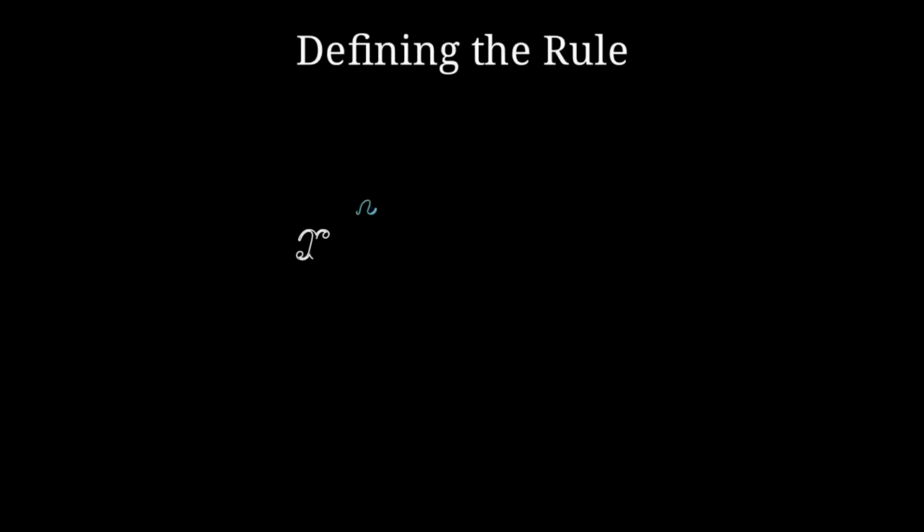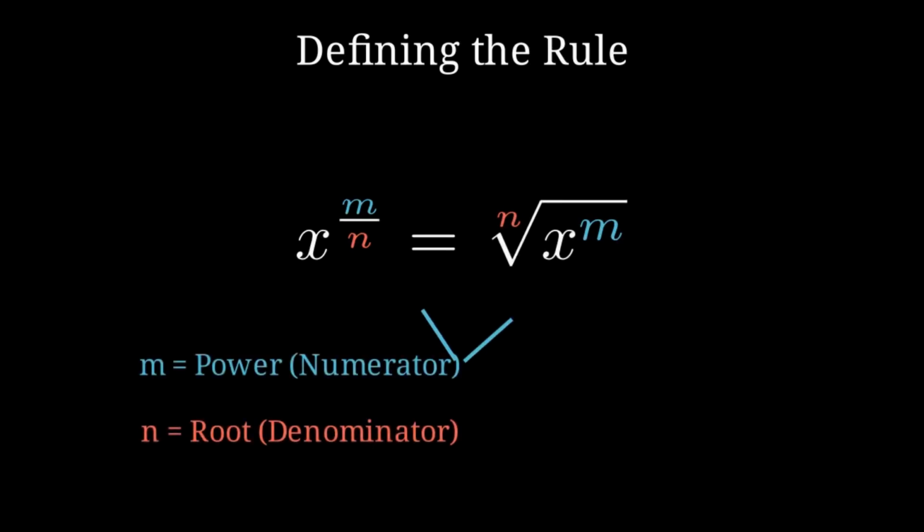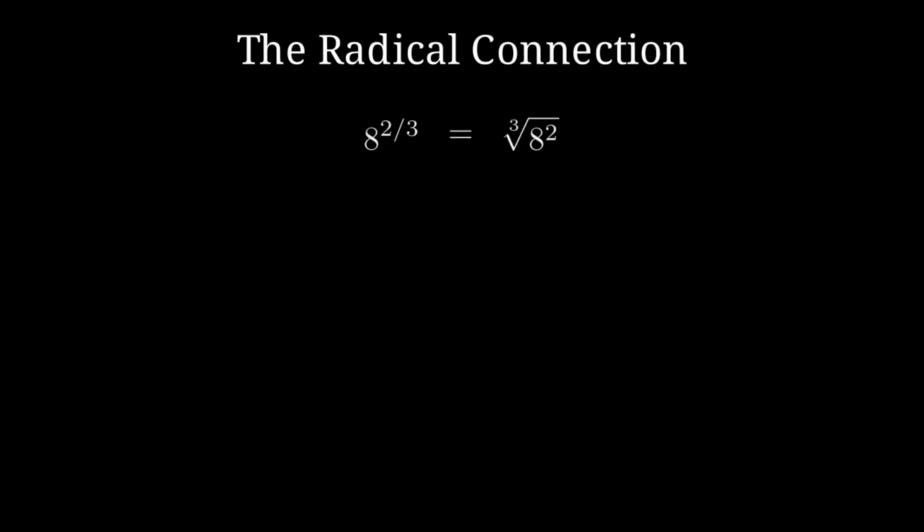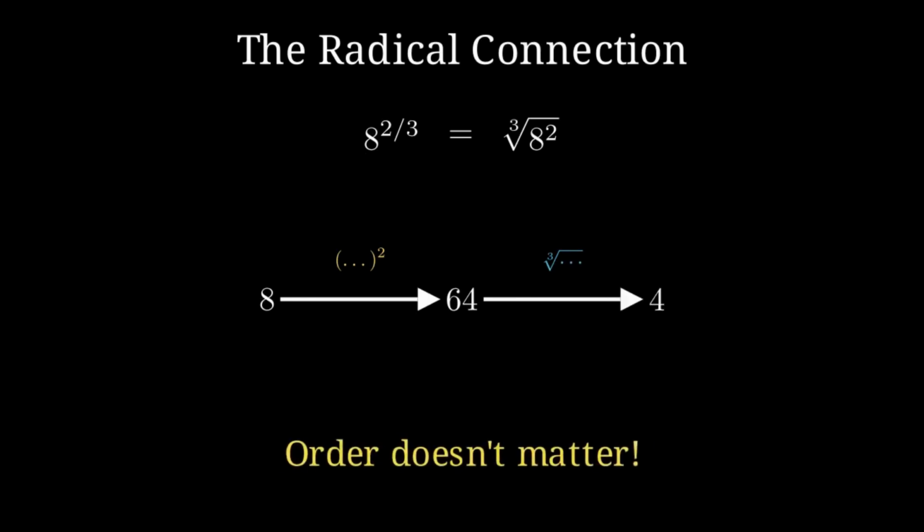The fundamental rule is simple: the numerator represents the power, while the denominator represents the root. This means x raised to the m over n is equal to the nth root of x raised to the mth power. You can solve these in two ways: either raise the base to the power first then take the root, or take the root first then apply the power. Usually, taking the root first keeps the numbers smaller and easier to manage mentally.